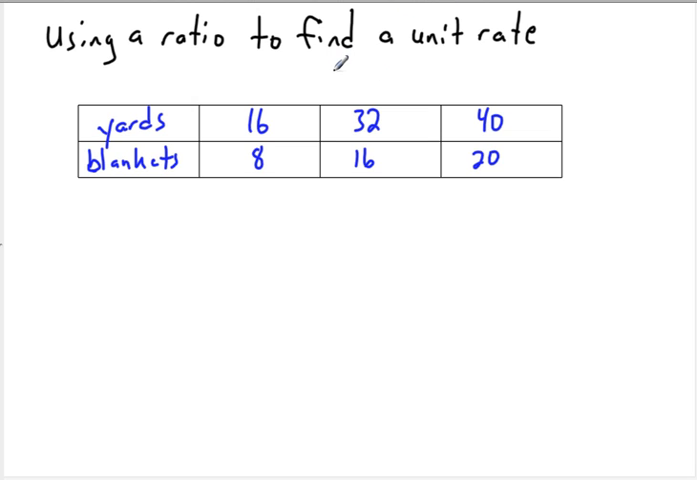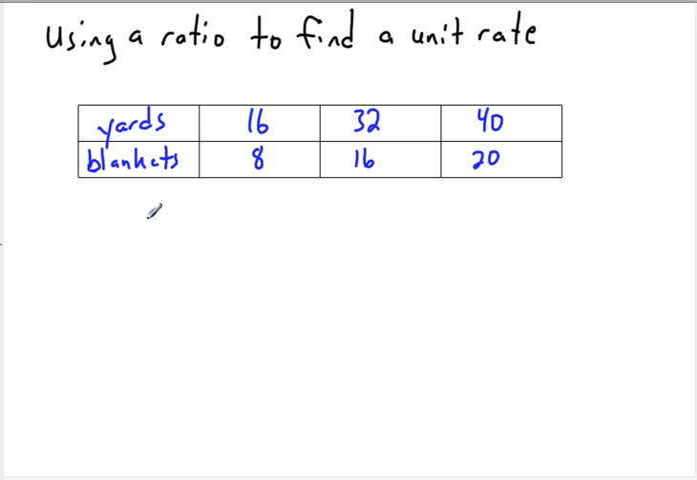that we can do with proportions and unit rates here. So can we find a unit rate using a ratio? So let's say Chaplain Amber is making blankets in her sewing club. I don't think it's a sewing club, but I can't think of the word right now. Anyway, it takes 16 yards of cloth to make 8 blankets, or 32 yards of cloth to make 16 blankets, or 40 yards of cloth to make 20 blankets. The question is, can we use a ratio to find the unit rate?